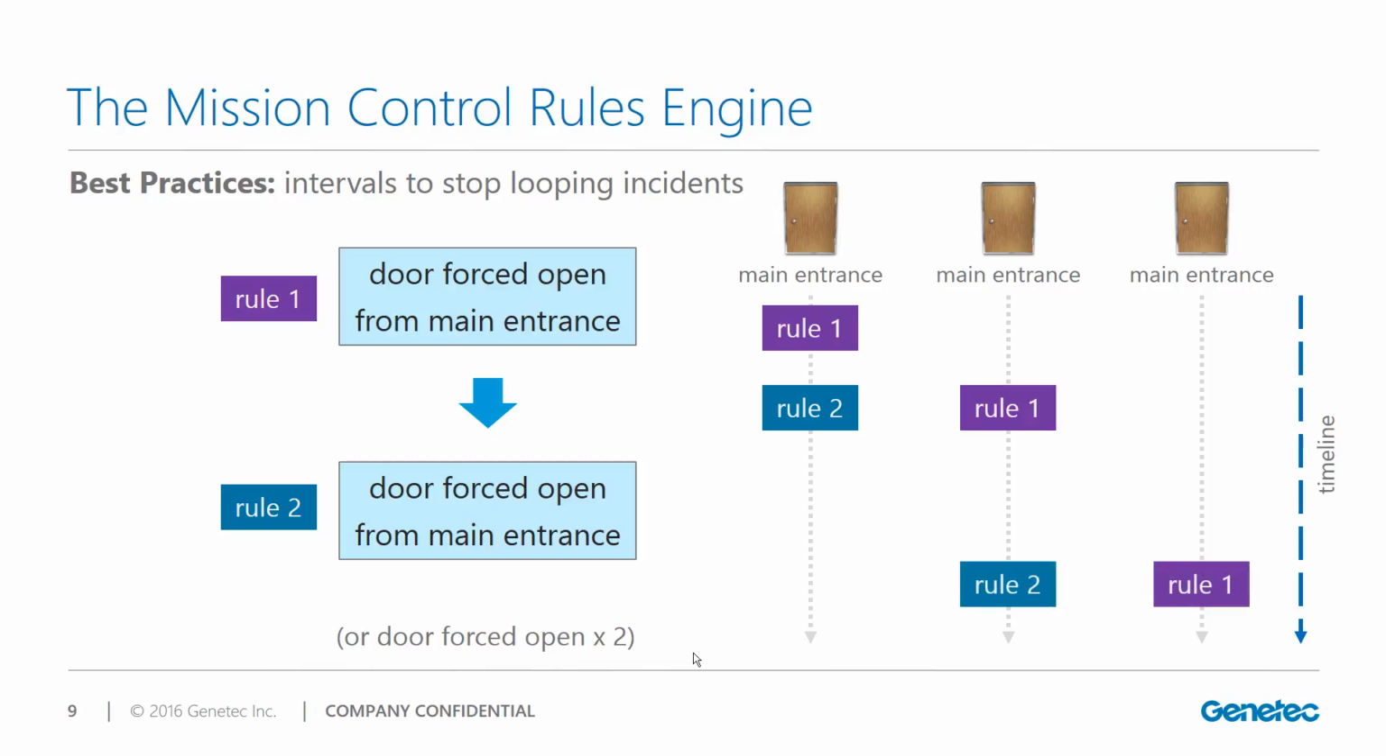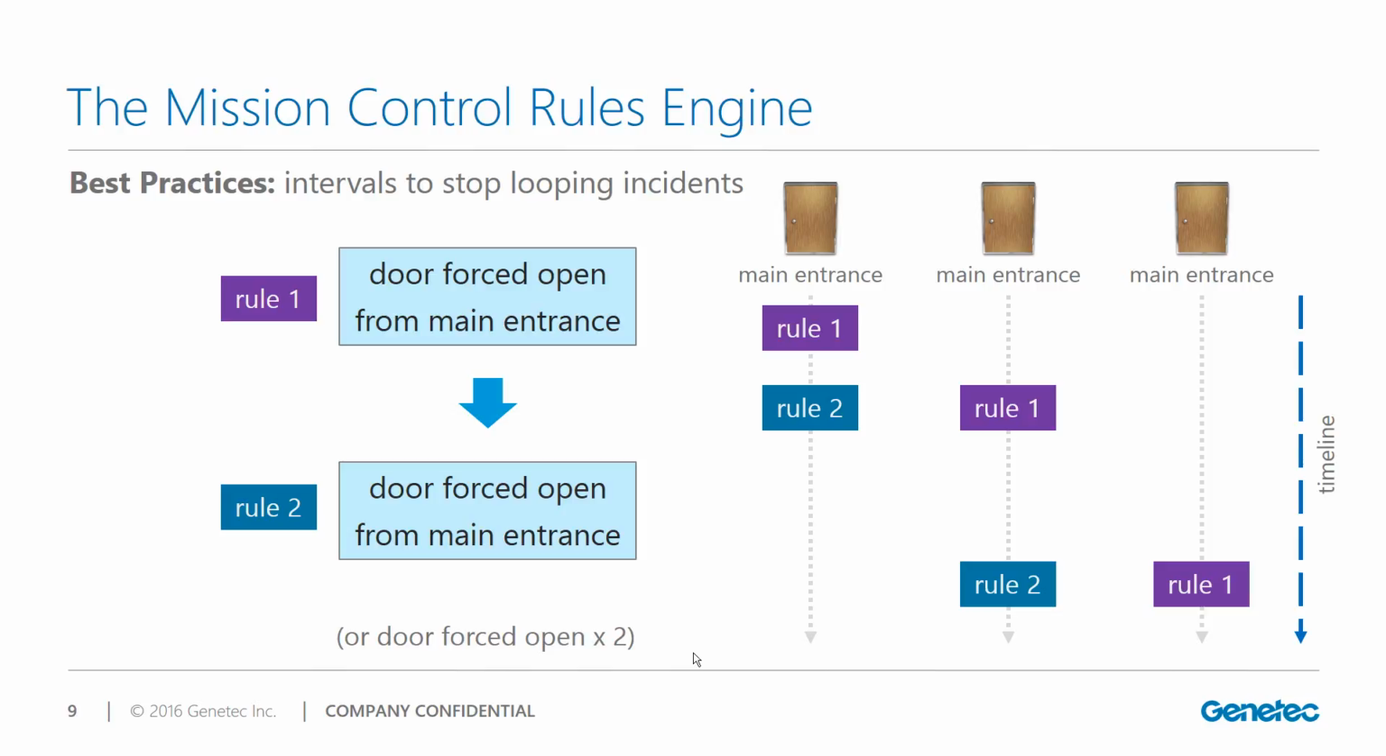So if somebody forces the door open on the main entrance, that satisfies rule 2 for the new incident that we had started, and it also satisfies rule 1 again, so we get another incident started. And if you look at the logic here, what we wanted to happen is have an incident that shows up whenever somebody forces the door open twice. But looking at it chronologically, we've only actually had 3 door forced, and that creates 2 incidents.